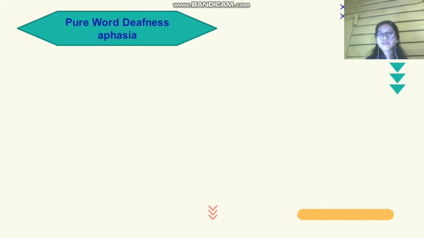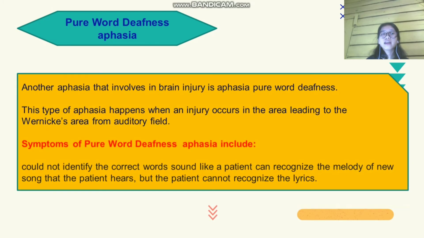Next, pure word deafness aphasia. Another aphasia that involves brain injury is pure word deafness. This type of aphasia happens when injury occurs in the area leading to Wernicke's area from the auditory field. Symptoms include being unable to identify the correct words and sounds, like a patient who can recognize the melody of a new song that they hear, but cannot recognize the lyrics.